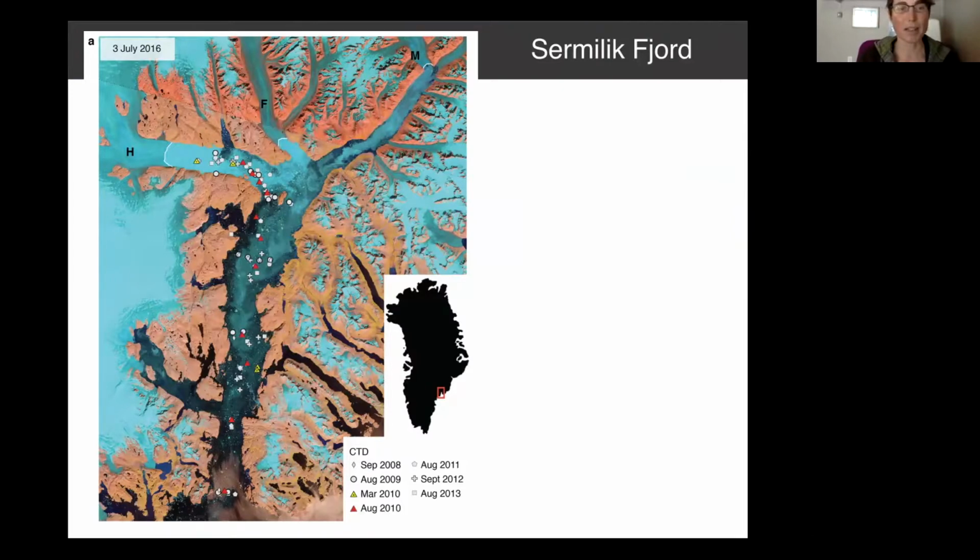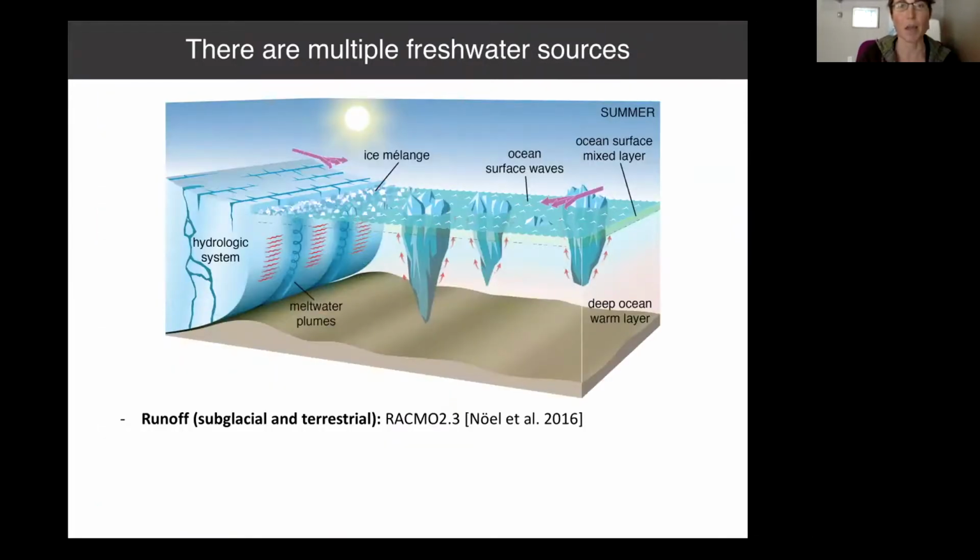Sermilik Fjord has some different conditions in summer and winter, and I also want to talk about the different sources of fresh water that we get in the system. So, a basic graphic of the system, not to scale. We have here in summer our runoff that's happening both terrestrial and subglacially.